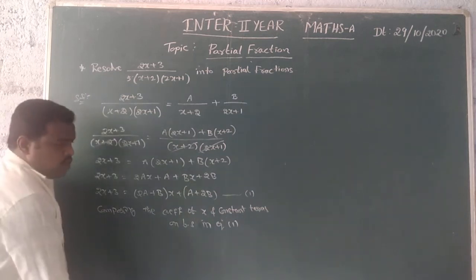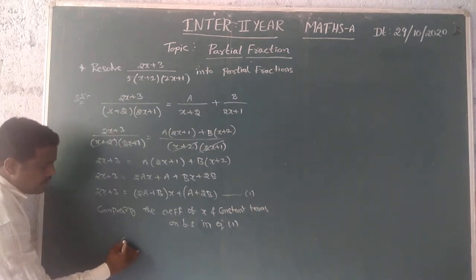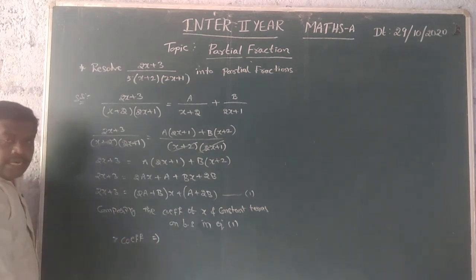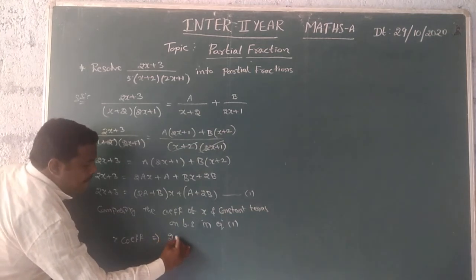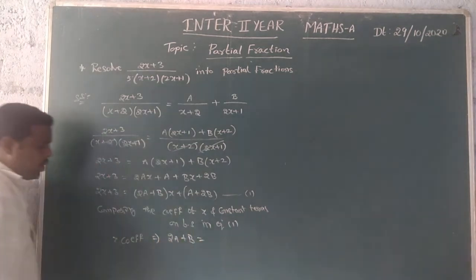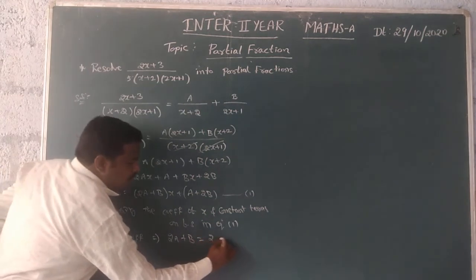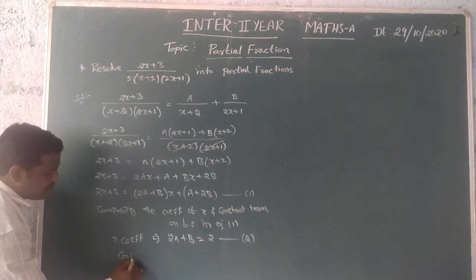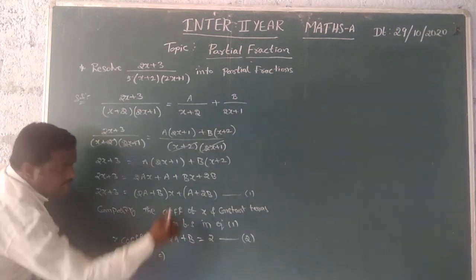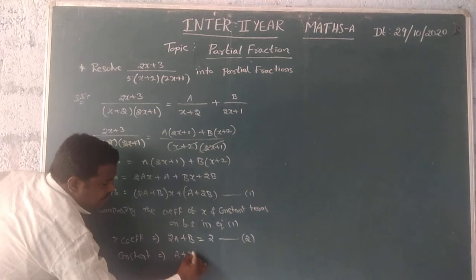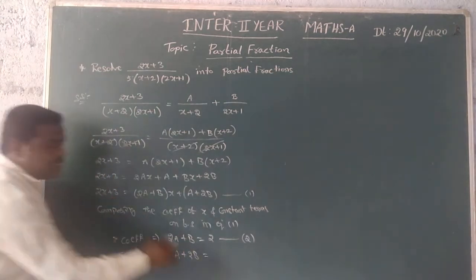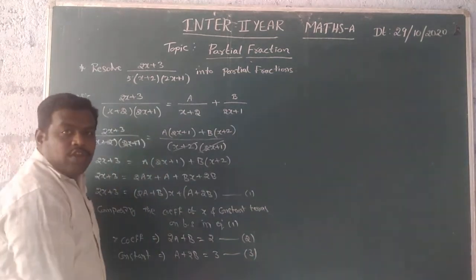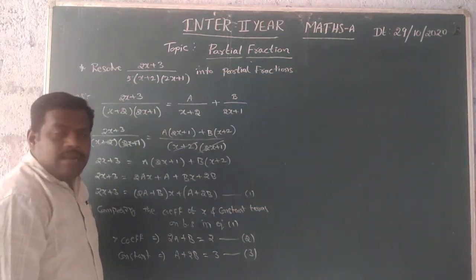So first of all, what are the coefficients of x? On the right side the x coefficient is 2a plus b, equal to, on the left side the x coefficient is 2. Consider this as equation number 2. Constant terms: on the right side the constant term is a plus 2b, equal to, on the left side the constant term is 3. Consider this as equation number 3. Solving 2 and 3 we get the values of a and b.